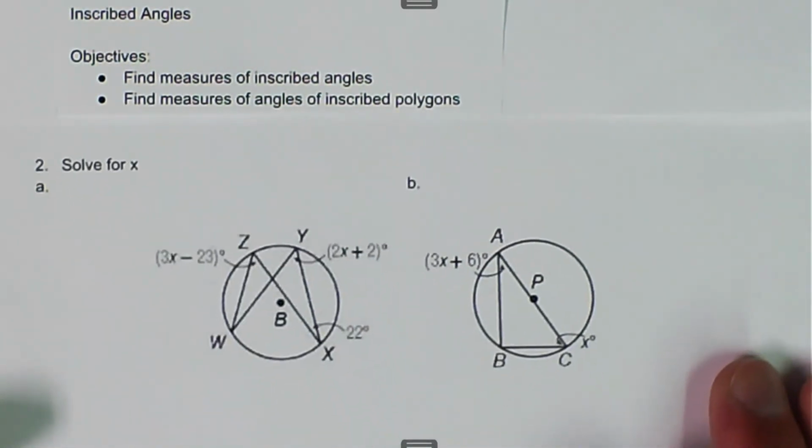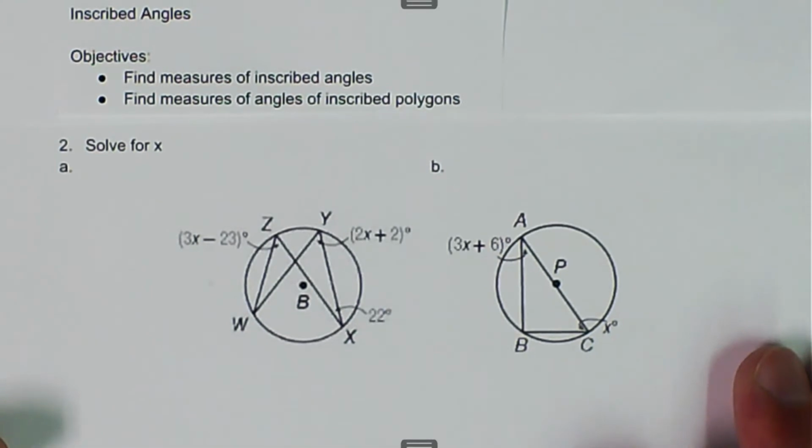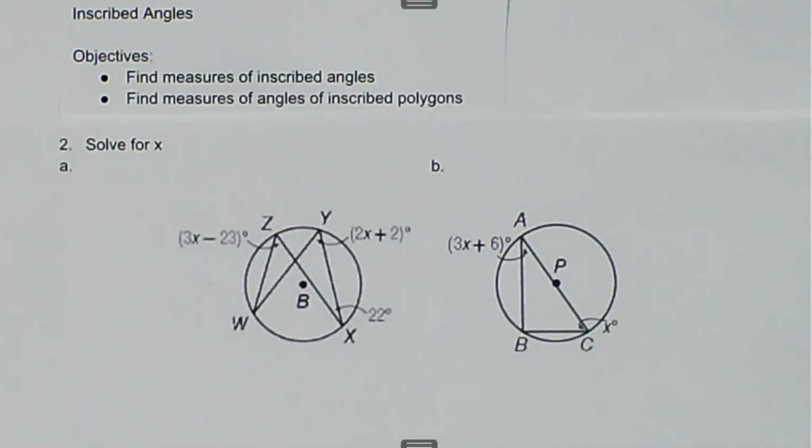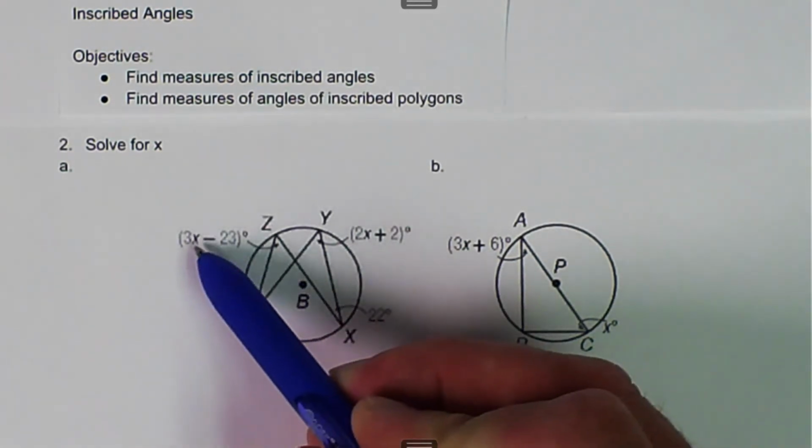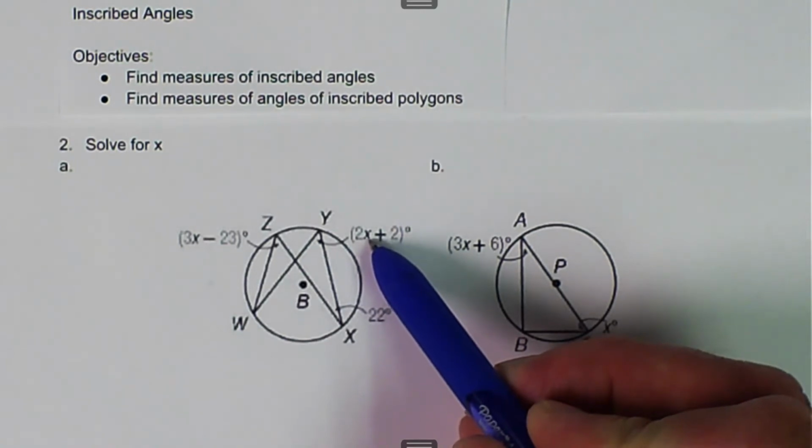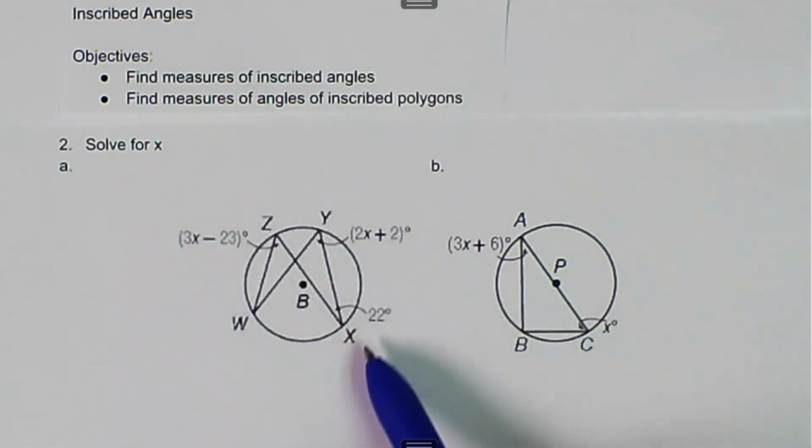We have a couple more examples. Example 2 here says solve for X. In this case, we want to use the information that's given, and in this case, we're given some extra information. So we're given X, we're given an expression with X, an expression with X, and then we're given this value of 22. This value of 22 we don't need right now.